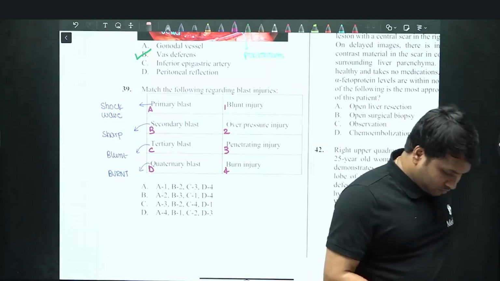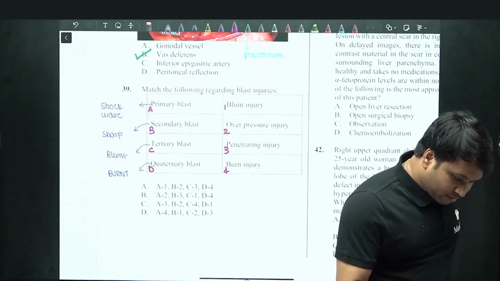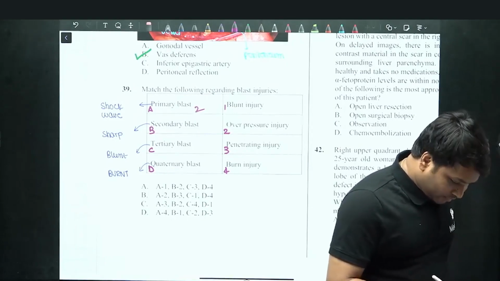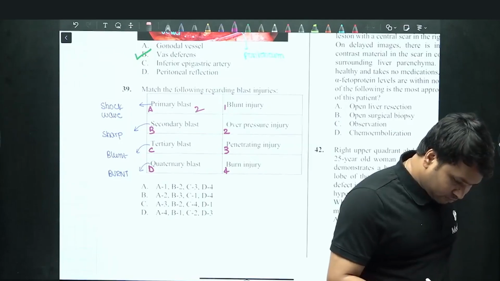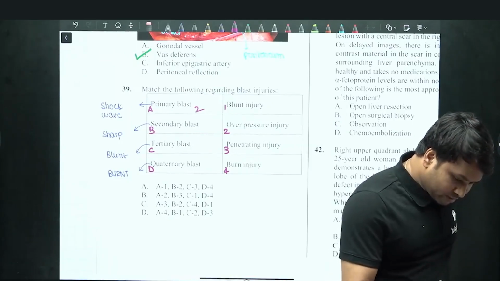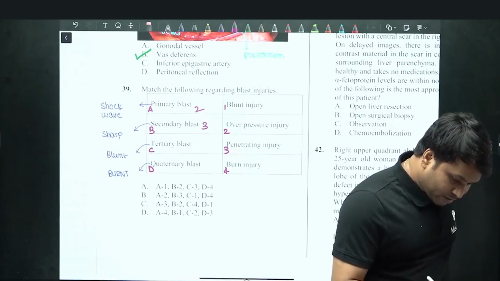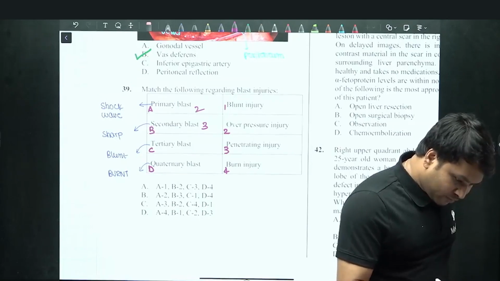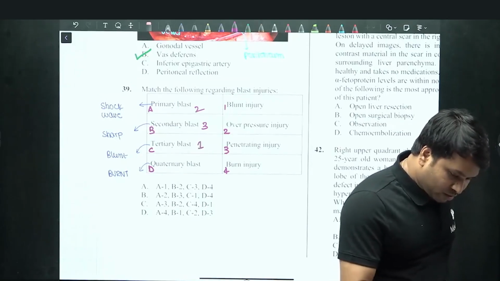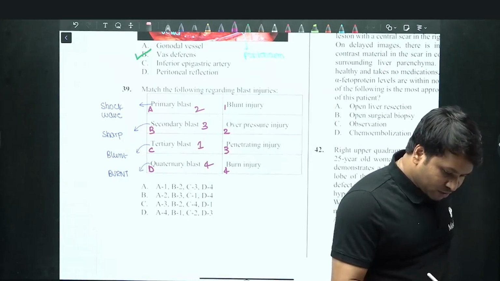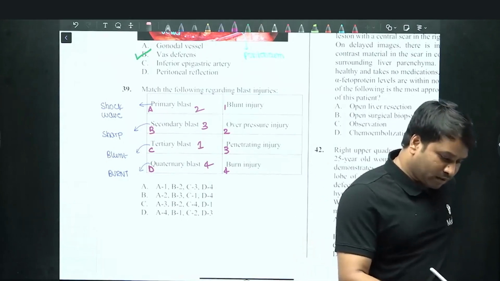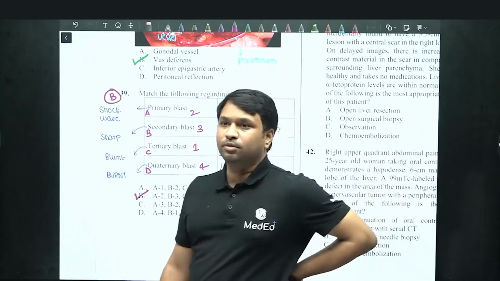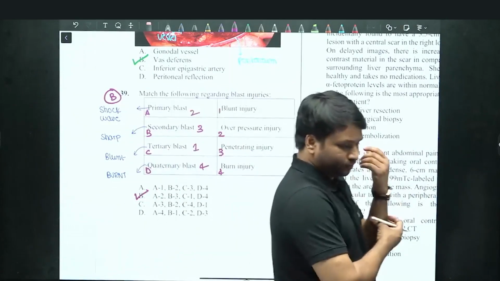Now, A has to be, okay, shock wave is over pressure, so A has to be 2. B is going to be 3. C is going to be blunt force, that is 1, and the last is 4. So A2, B3, C1, D4, that is going to be B for Bombay. The answer here is B for Bombay. 39 is B, that is B for Bombay. Clear? Chalo.